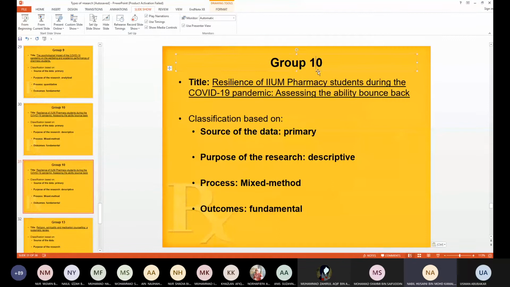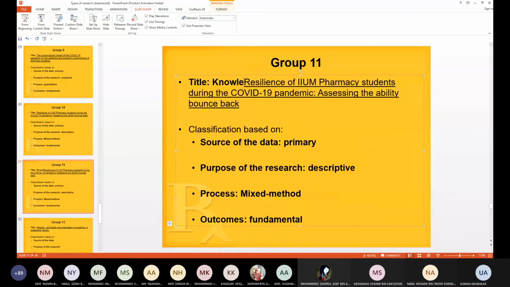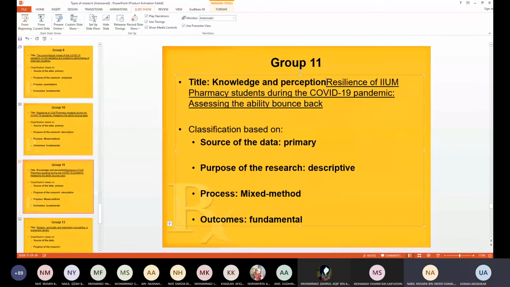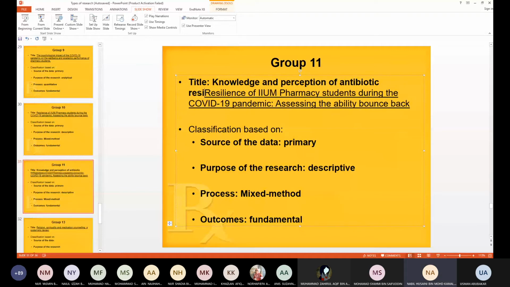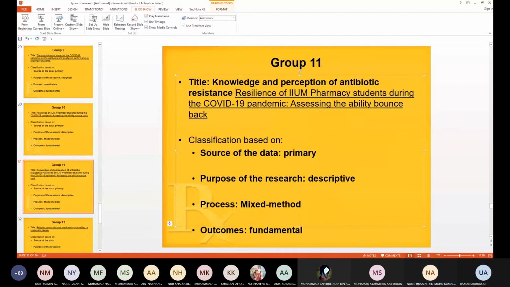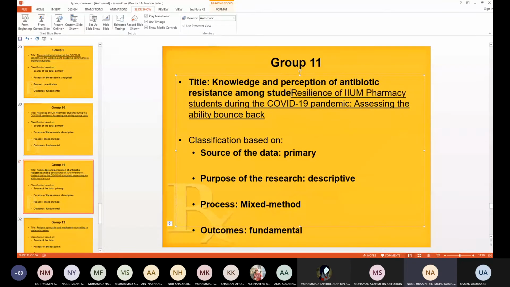Yeah, so far our title is knowledge and perception of antibiotic resistance among students of IIUM Kuantan and Gombak.